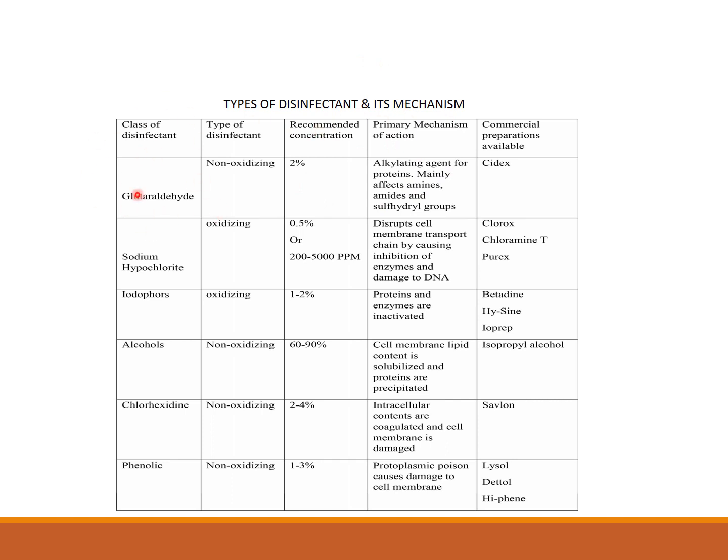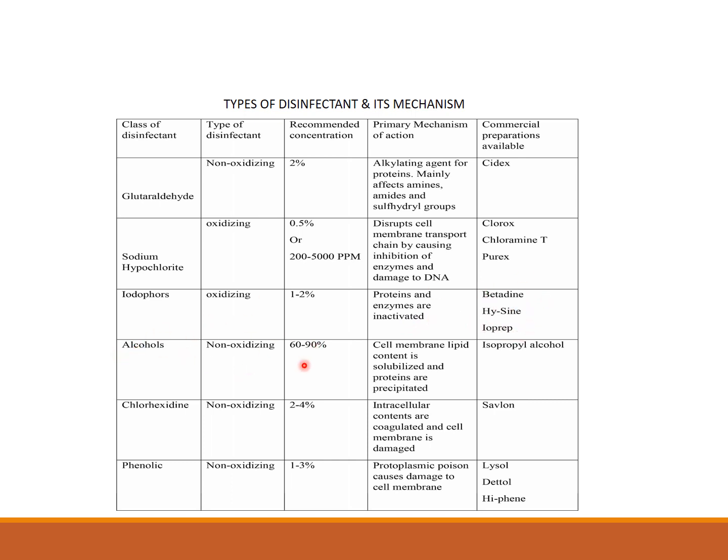So ideally glutaraldehyde is non-oxidizing, 2% is used, and it is an alkylating agent for proteins, mainly affecting the amines and the sulfhydryl groups. Example is Cidex. For sodium hypochlorite, example is Clorox. Iodophors are also oxidizing. Sorry, sodium hypochlorite is also oxidizing, 0.5%, 1 to 2%. It disrupts the layer of the cell membrane, and proteins are deactivated. Betadine is a common example.